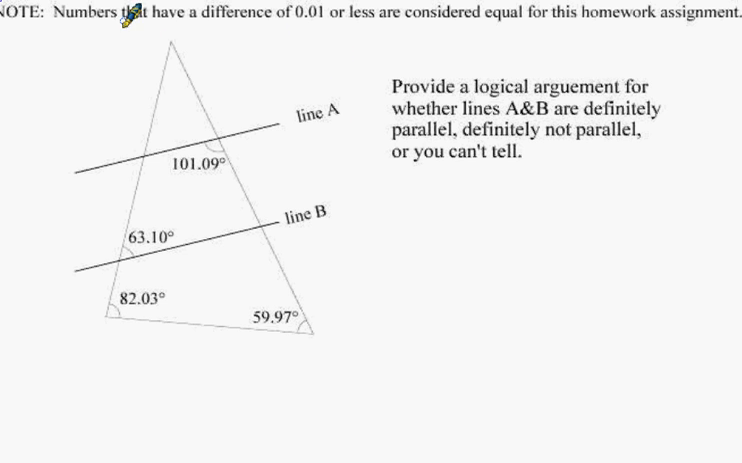Up here there is a note. In our calculations you'll notice that there's some decimals. For this question there's a rounding tolerance which is given of 0.01. So if we have 101.09 and 101.08, those are actually close enough to be considered equal. So let's get started. We don't know that these lines are parallel.